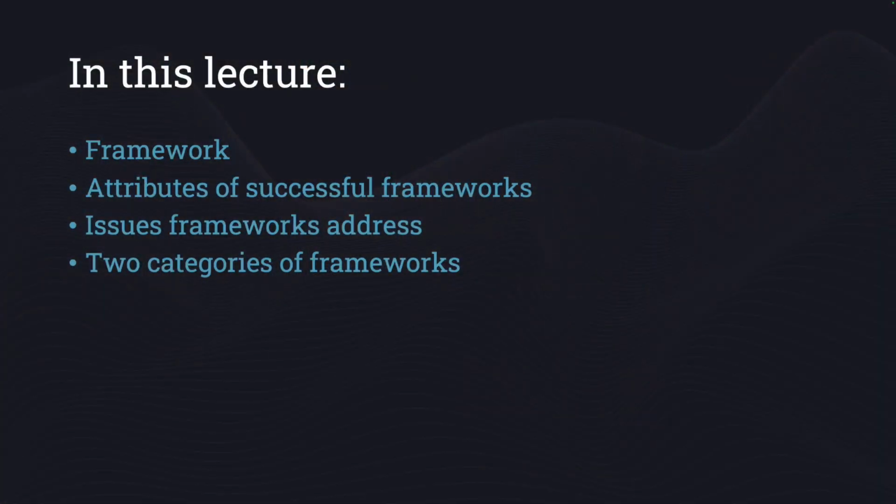In this lecture, we begin step 4, which is developing a framework. And this step will include this and the next 4 lectures. So there are 5 total lectures in this step. In this lecture, we are going to define framework. We are going to look at the attributes of successful frameworks. We're going to look at the different issues that frameworks address, and then we will end with 2 categories of frameworks. And those 2 categories will really be what we spend the rest of this step looking at.